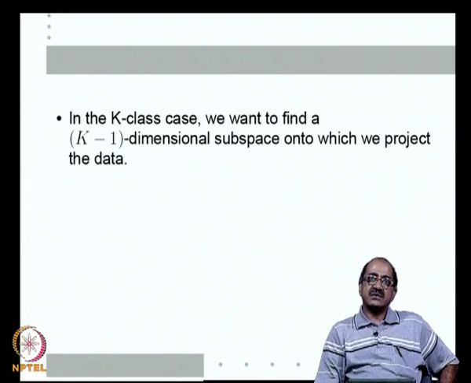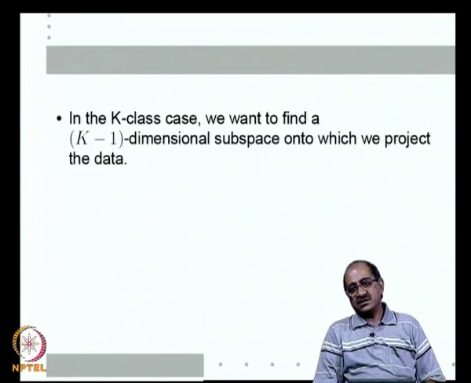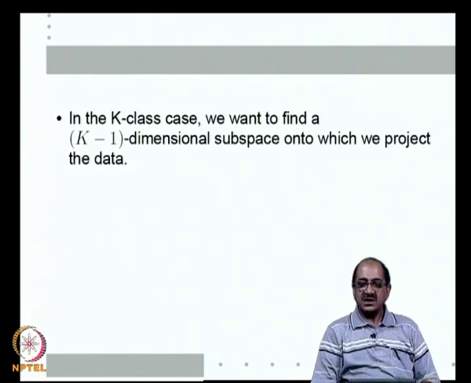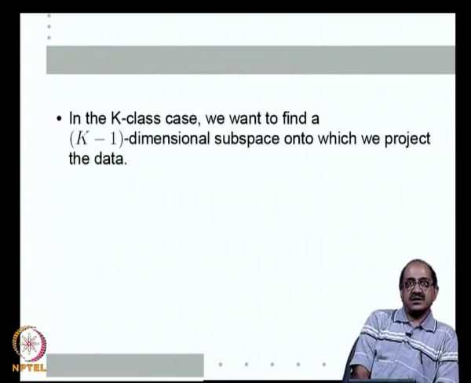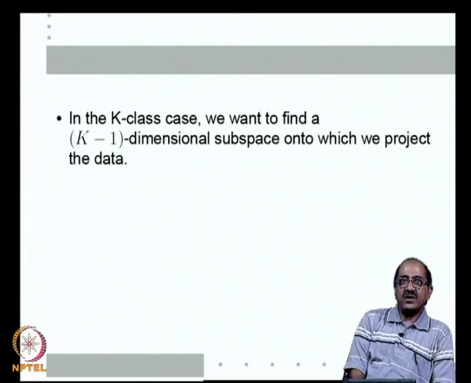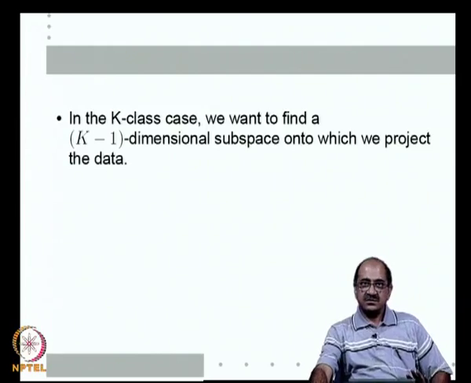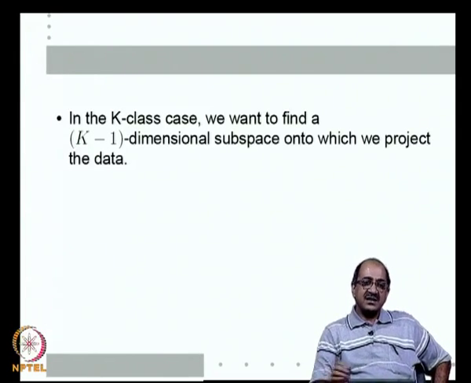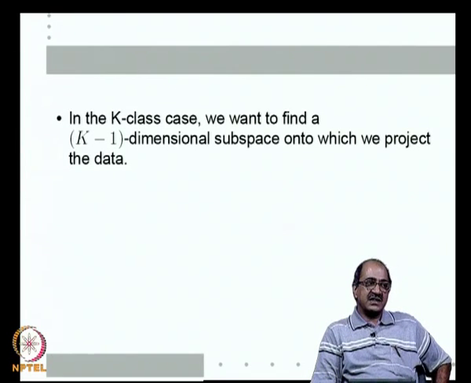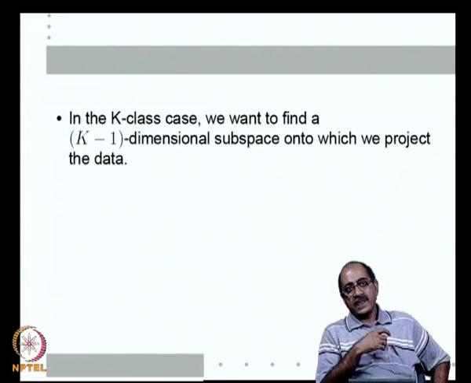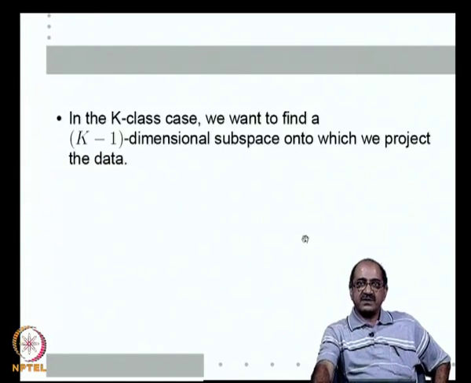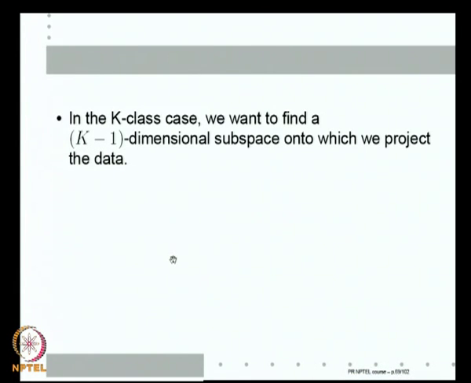So, in principle, generalizing Fisher linear discriminant to multiple classes would mean what? In the two class case, we are finding a one dimensional subspace. So, in the k class case, we want to find a k minus one dimensional subspace onto which we want to project the data, right. So, that is fair enough. Once again, think of the Fisher linear discriminant as y equals W transpose x plus some b, where W gives me the one dimensional subspace. Now, this y will be a k minus one dimensional subspace.